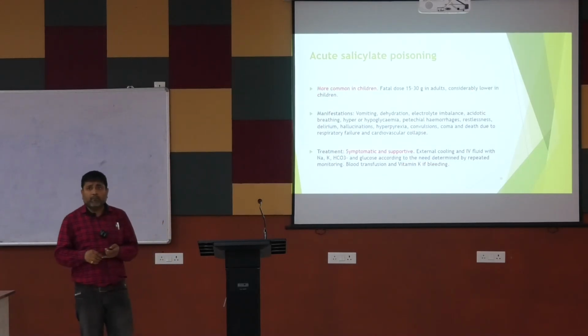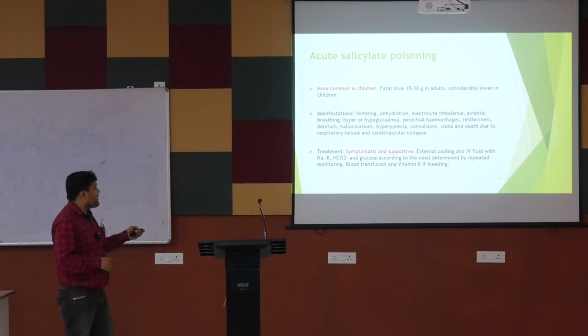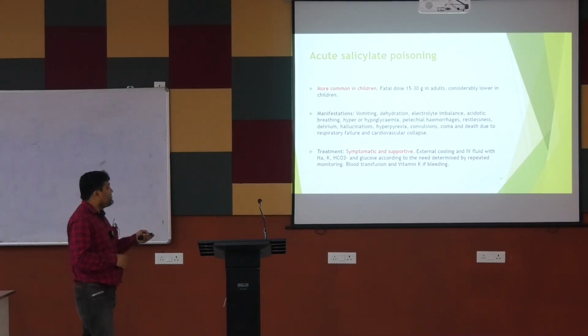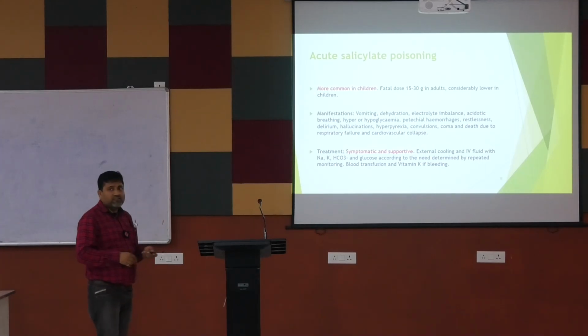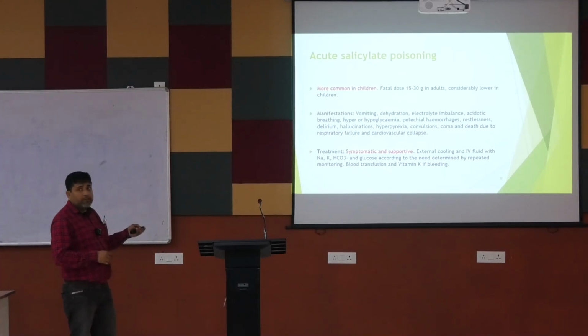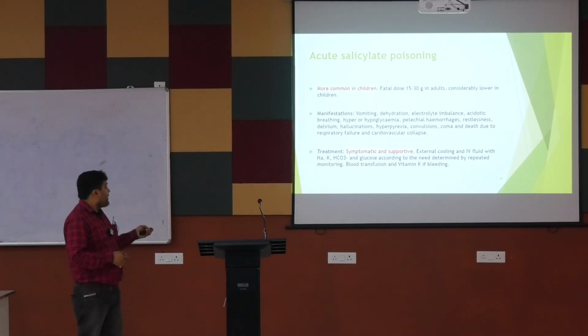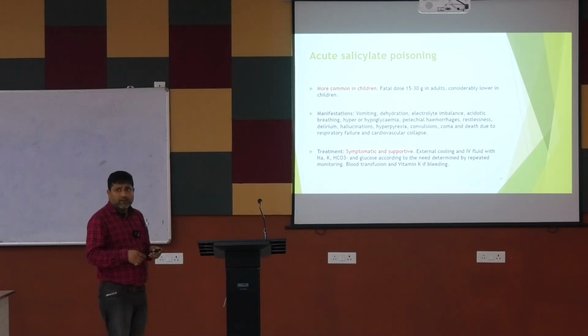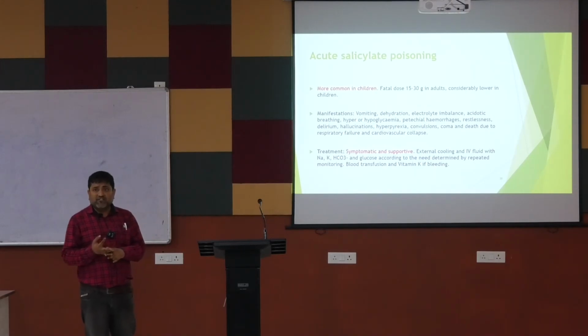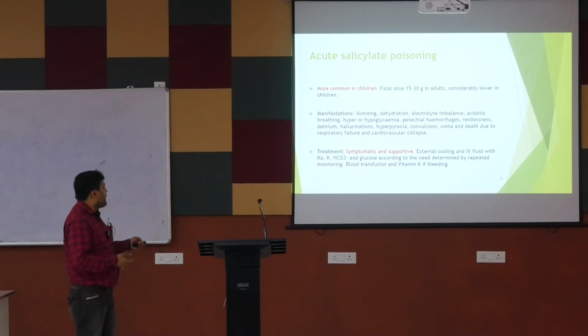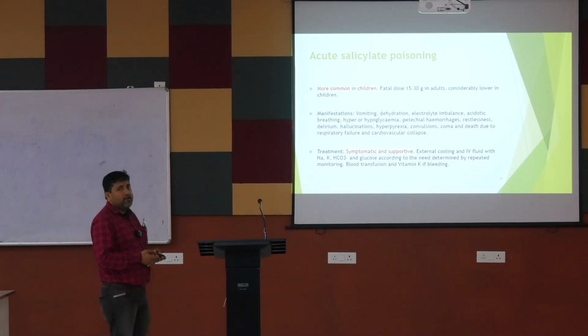Now, acute salicylate poisoning is more commonly seen in children; fatal dose is 15 to 30 gram in adults, lower in children. Manifestations: vomiting, dehydration, electrolyte imbalance, acidotic breathing because of metabolic acidosis, hyper or hypoglycemia, petechial hemorrhage, restlessness, delirium, hallucination, hyperpyrexia and others. Death may be due to respiratory failure or cardiovascular collapse. Treatment: symptomatic and supportive, external cooling, IV fluid, sodium, potassium, bicarbonate and glucose administration as per the requirement, and blood transfusion and vitamin K if bleeding occurs.